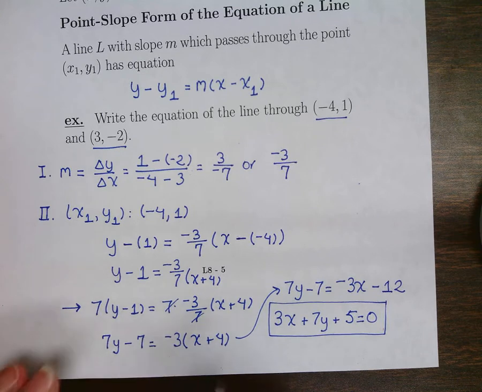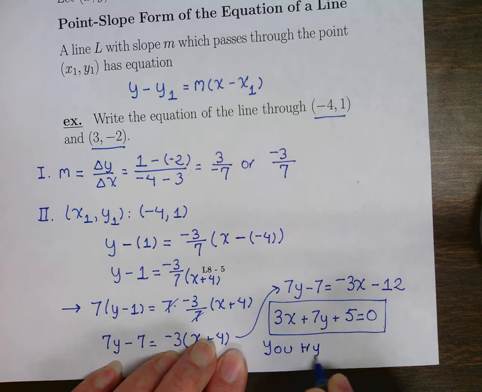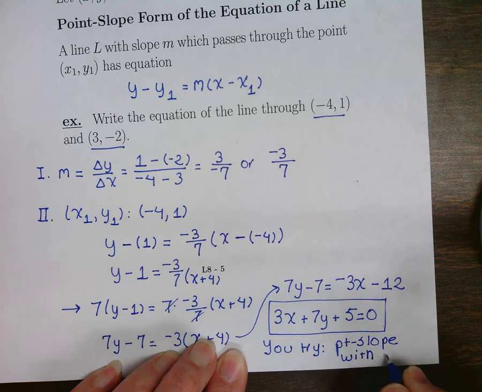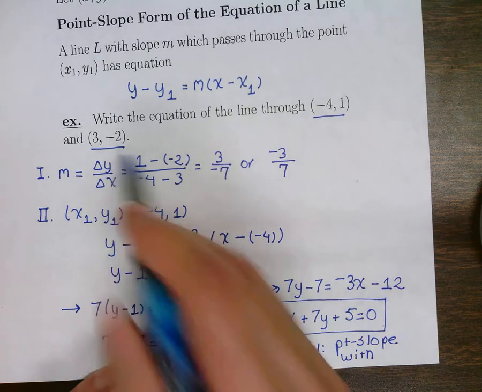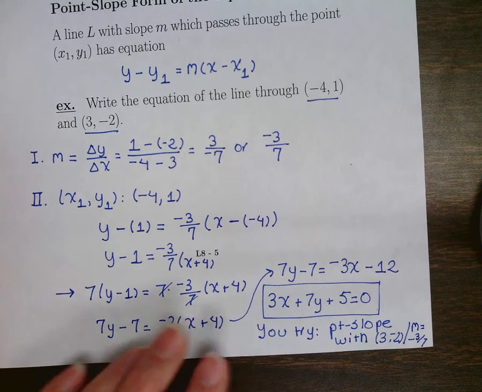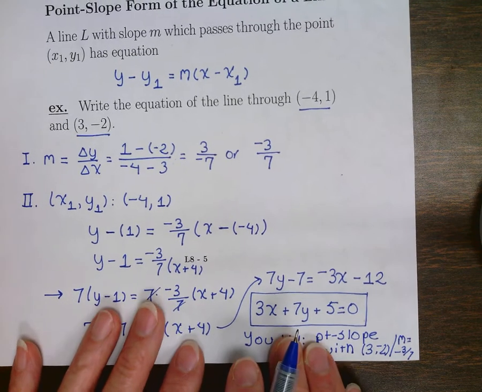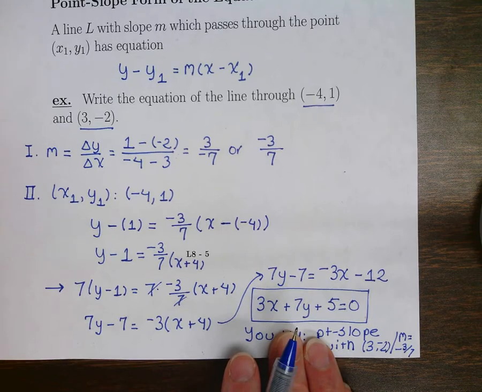Okay, now for practice, why don't you try using the point slope formula with the second point, which was 3, negative 2. And the slope is still negative 3/7. Use the same formula and see that you get exactly the same line. It doesn't matter which of the points you choose on the line. Okay? All right.